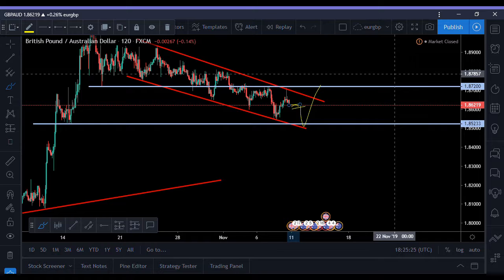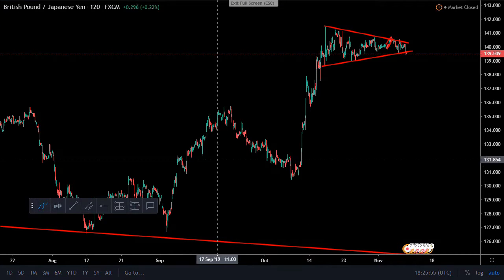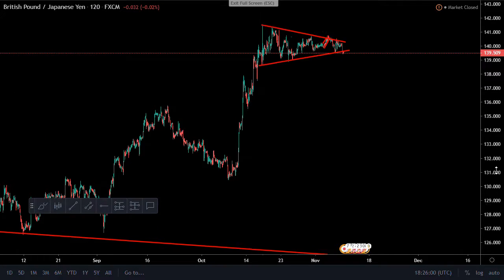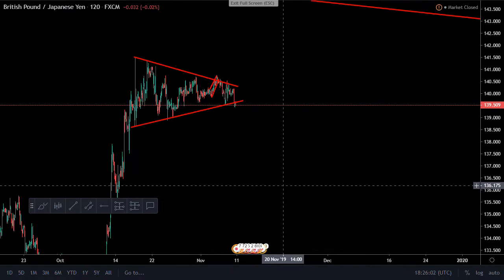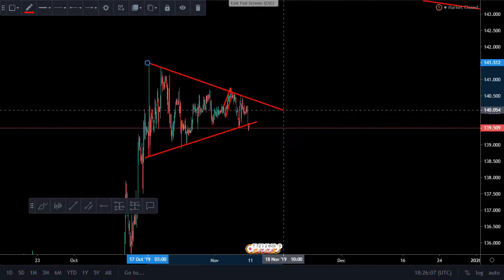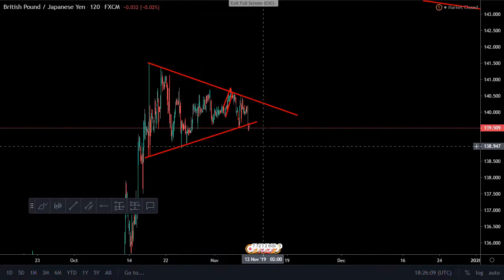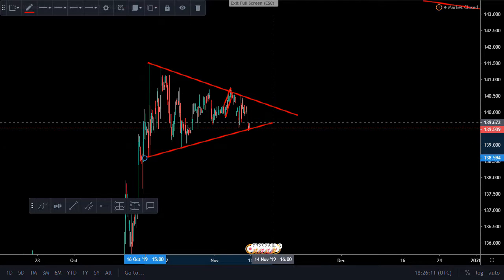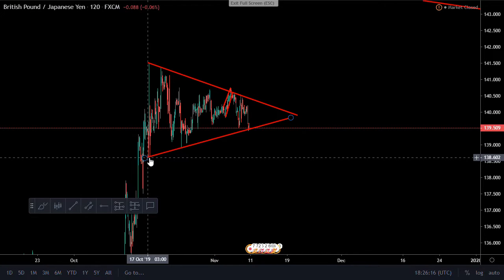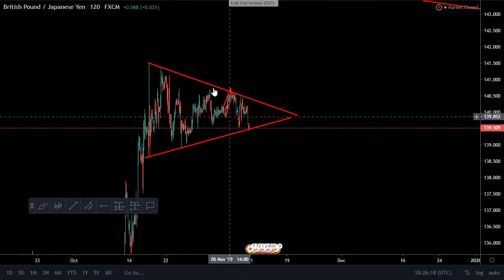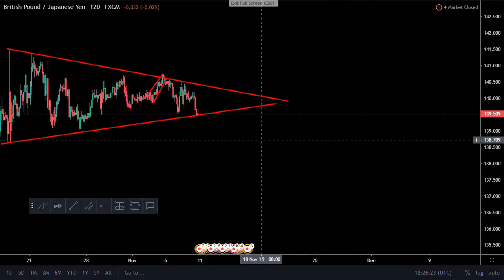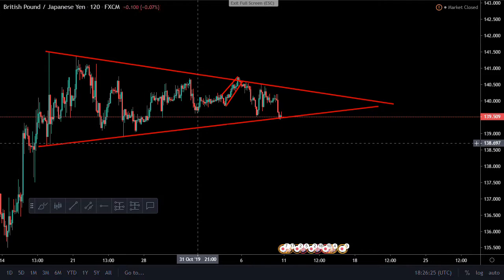The last pair that we're gonna have, so pound yen. If you watched last week's video, I think we had pound yen as well. So the structure hasn't really changed much. So now we have this triangle with the upper part of the triangle and the lower part of the triangle over this area. So I can draw it as this. So with the lower part we have 1, 2 touches here, then here we have 1, 2, 3, 4 touches here.